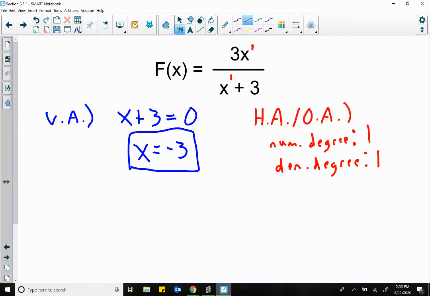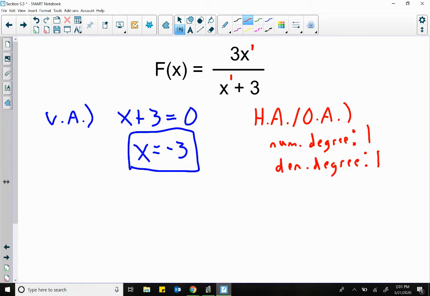So now we go to our notes, and there are 4 cases for the horizontal asymptote and oblique asymptote. Case 1 says the numerator degree is less than the denominator degree. So in this case, is 1 less than 1? Nope. So it's not case 1. But if it was case 1, you would have a horizontal asymptote, and it would be y equals 0. Anytime you have a case 1, the horizontal asymptote exists, no oblique, and it's always y equals 0.